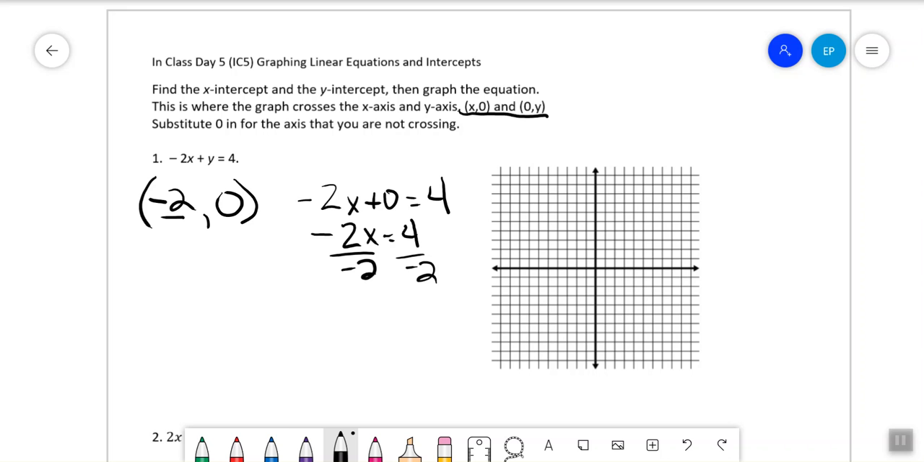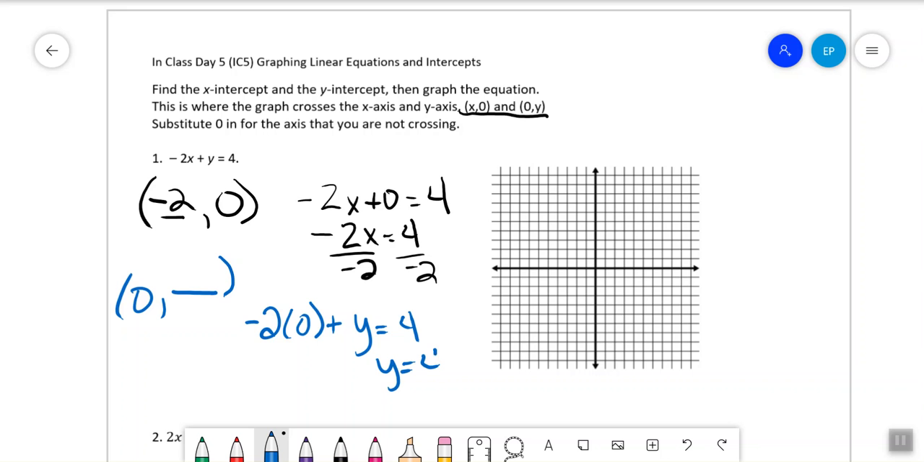To solve for my y-intercept, I'm going to change my color. 0 comma y. I have to find that value. Negative 2 times 0 plus y equals 4. Y equals 4. Now with that point, I am going to graph these points. So 0, 4. I go to the y-axis and go up 4. 0, 4. Y-intercept.